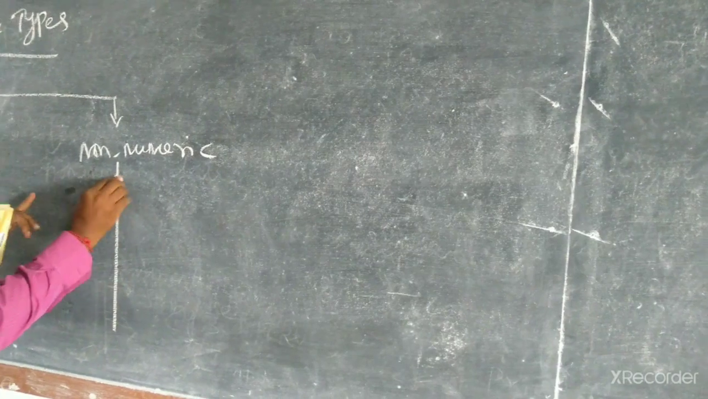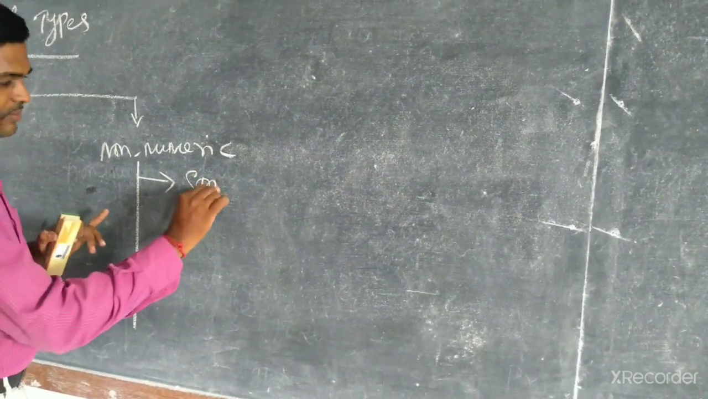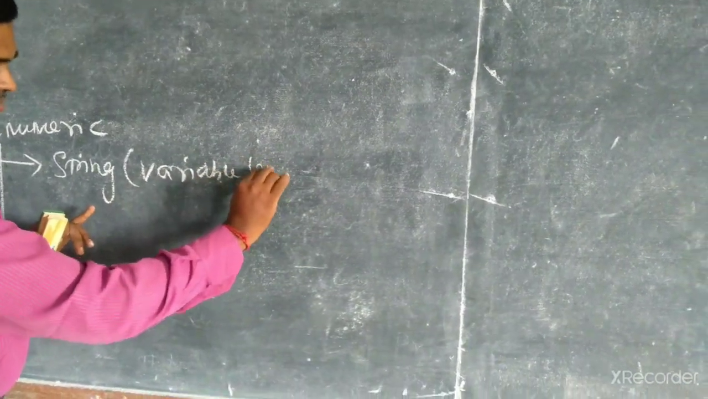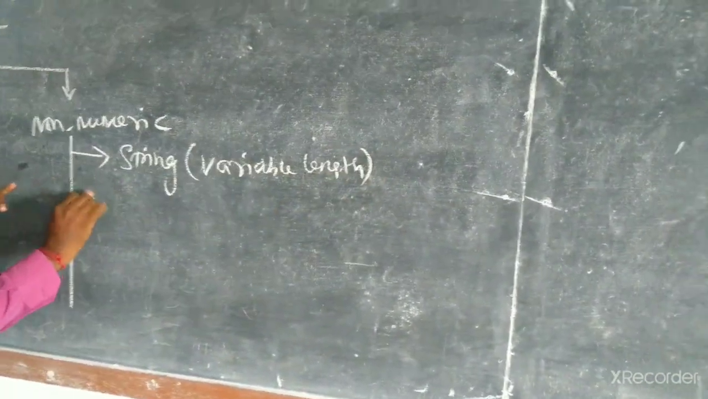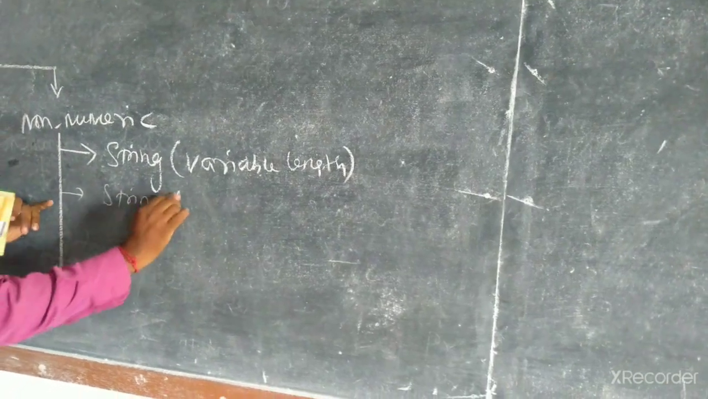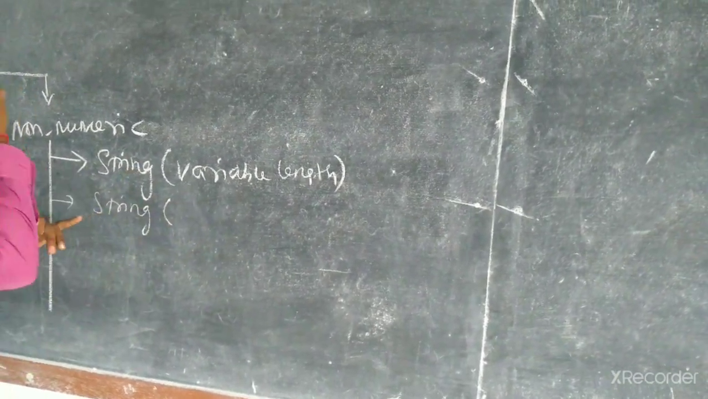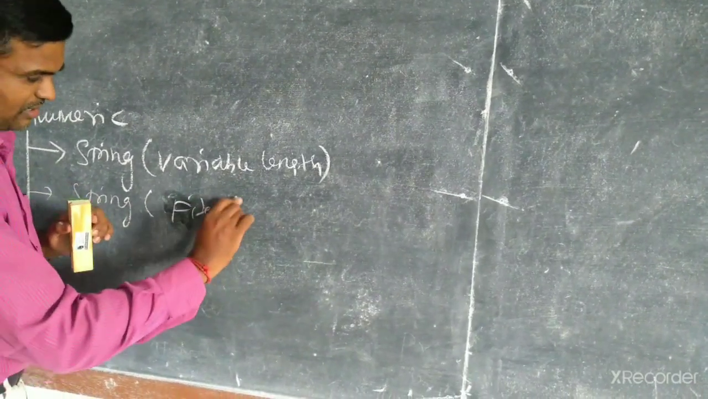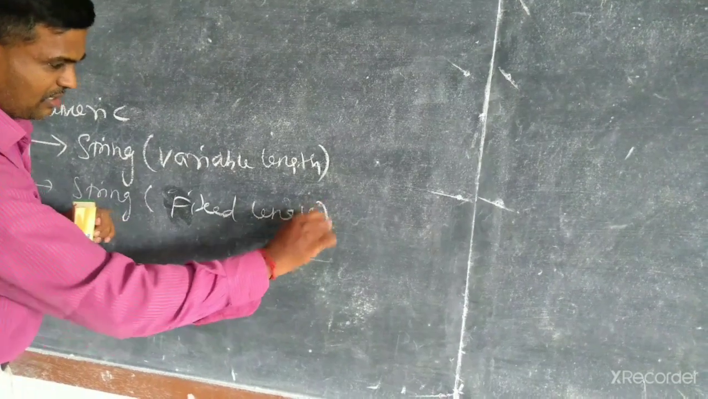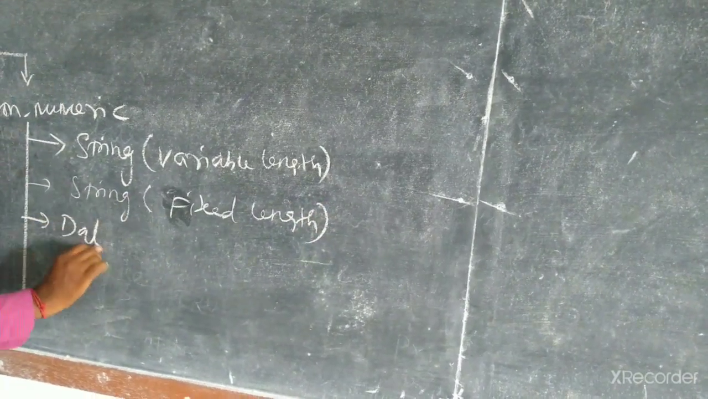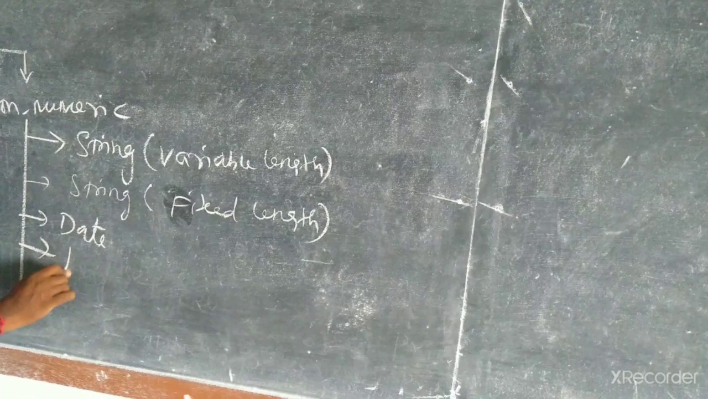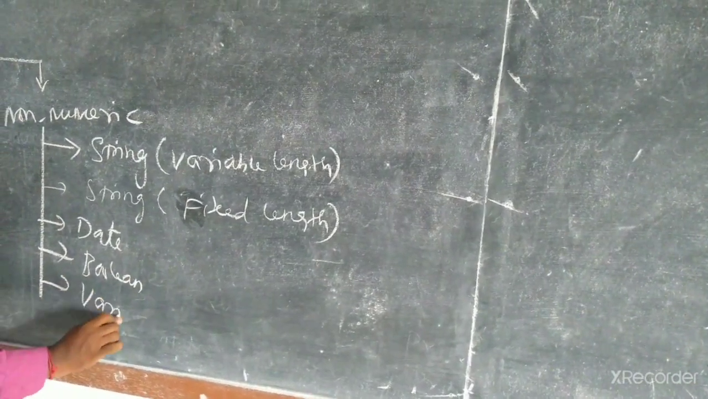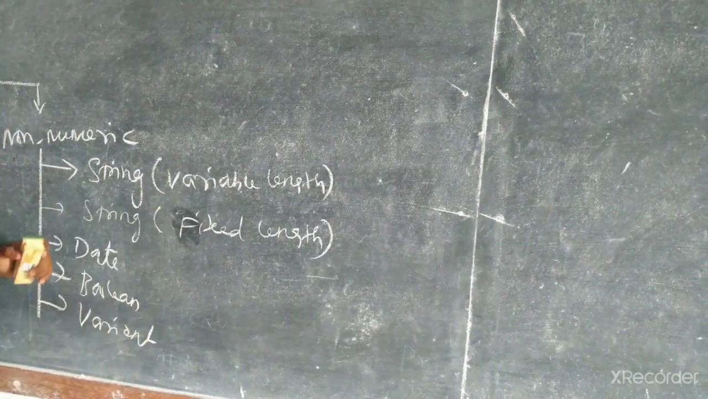Then non-numeric: string, that is variable length. Another string, fixed length. Next, date, boolean, variant. These are the non-numeric data types.